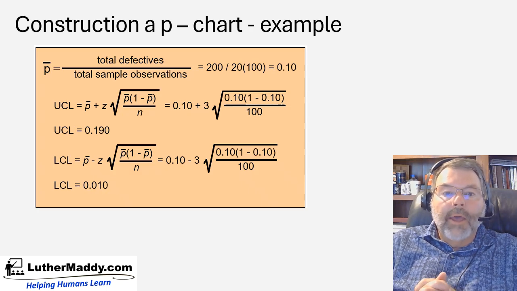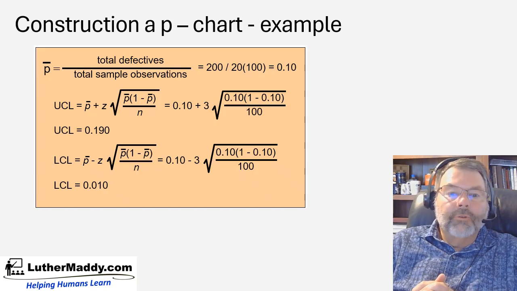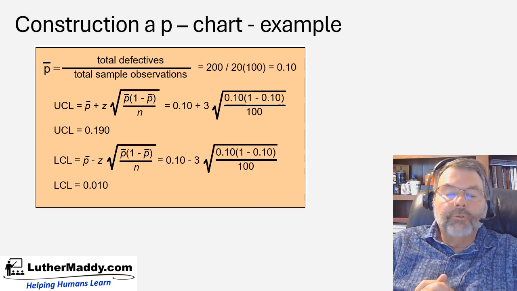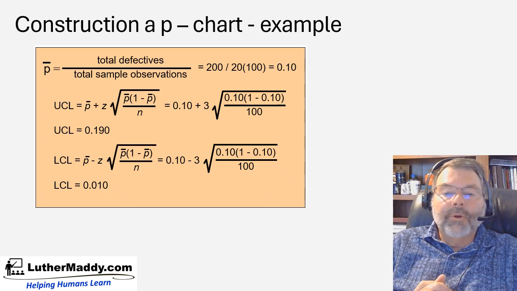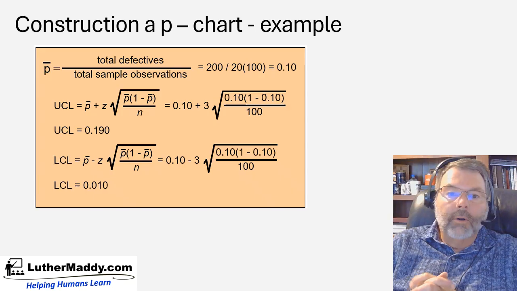Well, once we have that, we're then able to go ahead and compute the upper and lower control limit. So the upper control limit is the proportion plus z times, which in this case we'll use 3. So we have 0.1 plus 3 times the square root of the standard error of the proportion here, 0.1 times 1 minus 0.1 divided by 100, and we then end up with upper and lower control limits computed of 0.19 for the upper and 0.01 for the lower.